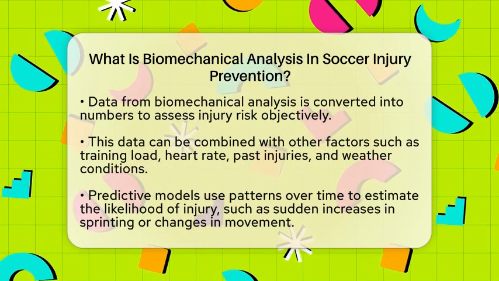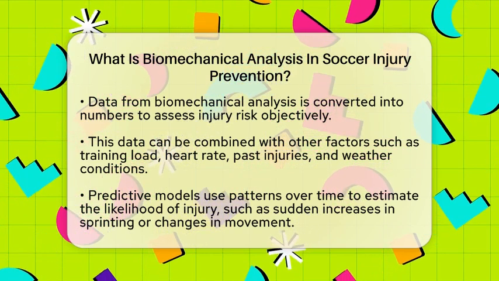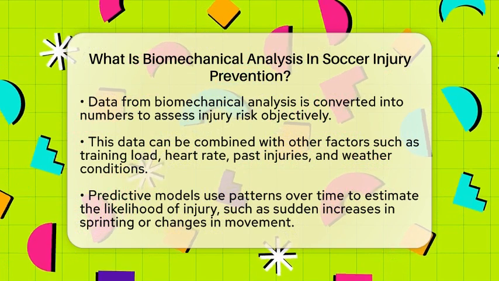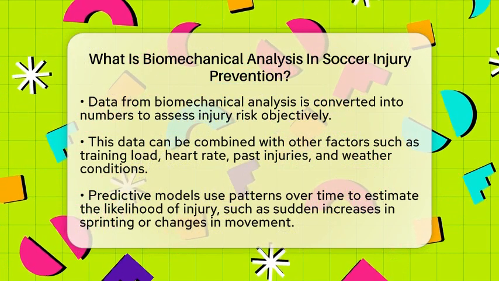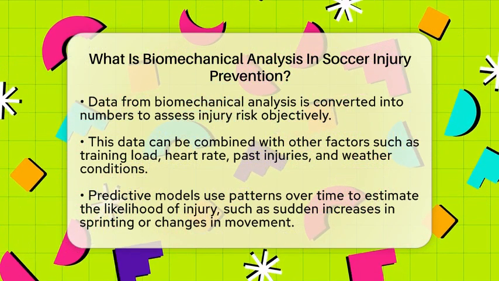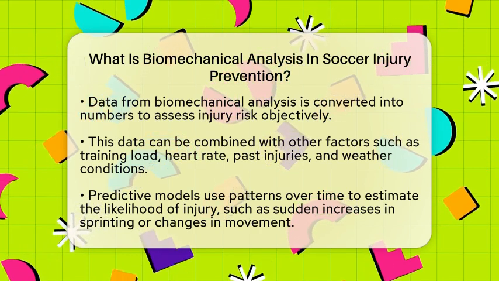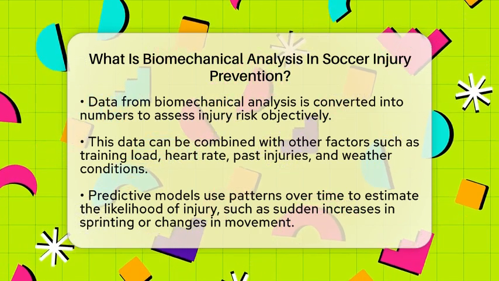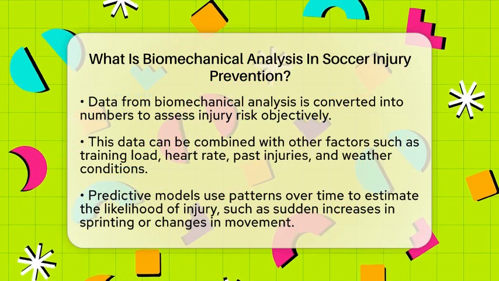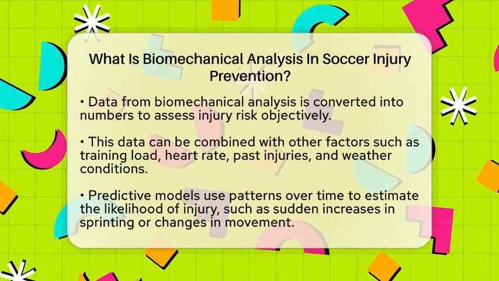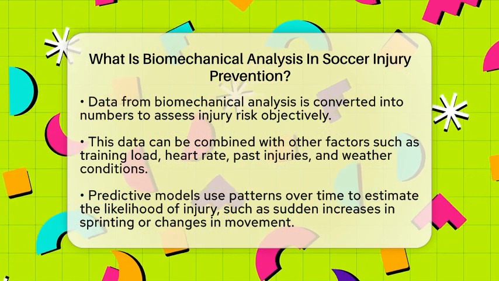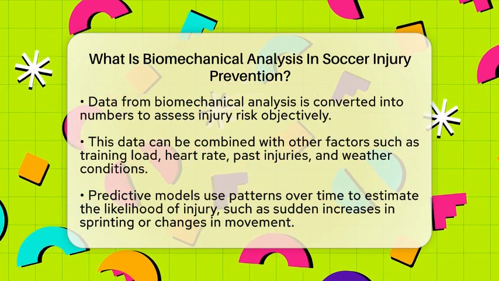even weather conditions. When all this information is put together, it creates models that predict how likely a player is to get hurt. These models look at patterns over time, such as sudden increases in sprinting or changes in movement style, which can signal an injury might be coming. In terms of historical trends and predictive modeling, biomechanical data is a key piece.